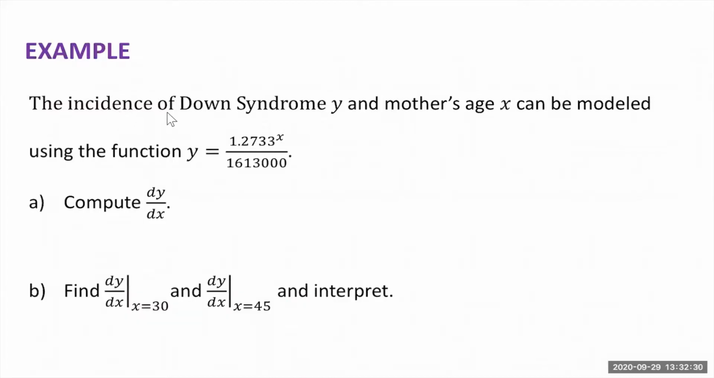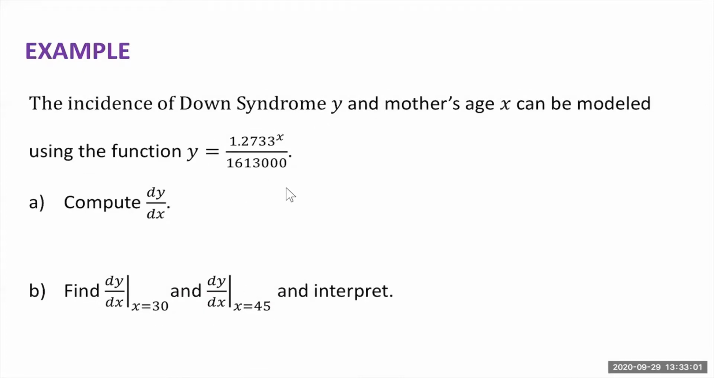Example: the incidence of Down syndrome, denoted by y, and mother's age x can be modeled using this equation. So this is the relation between the incidence of Down syndrome that can be seen in the newborn and the mother's age x. Now what we have to do is find the derivative in the first part, and in the second part we have to find the derivative at x equal to 30 and x equal to 45.